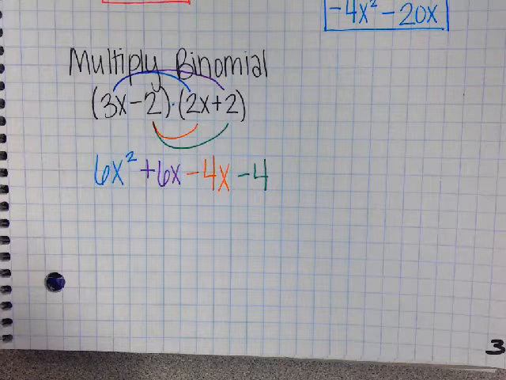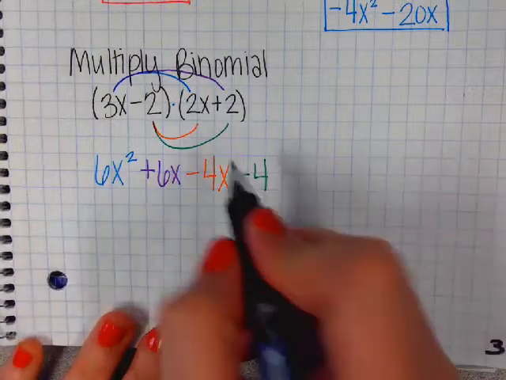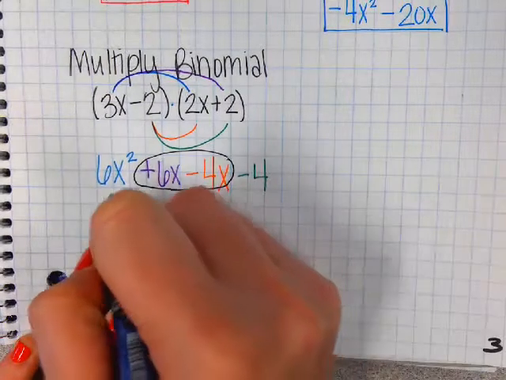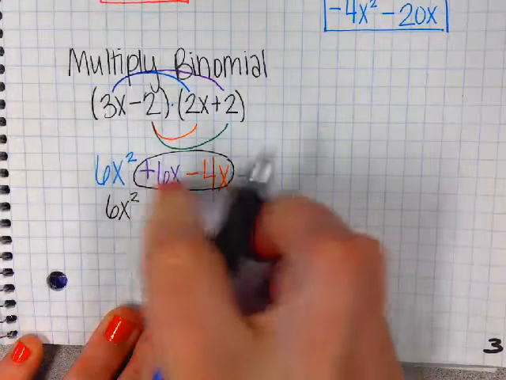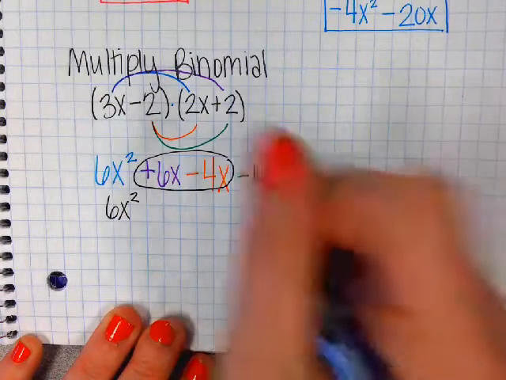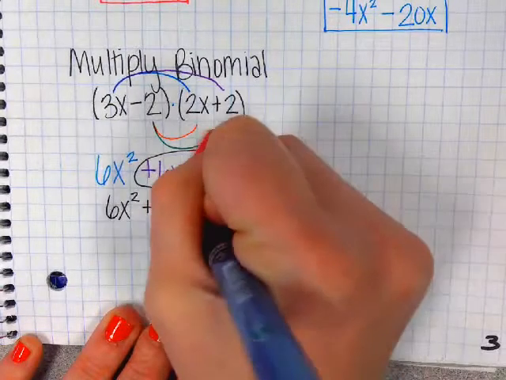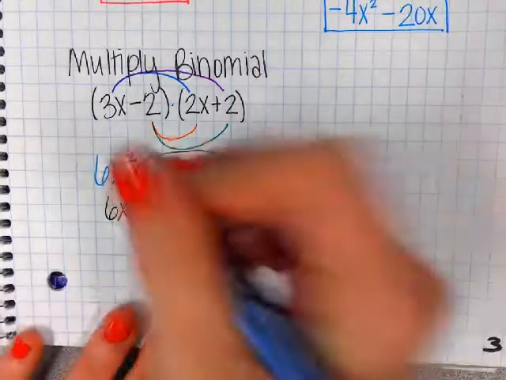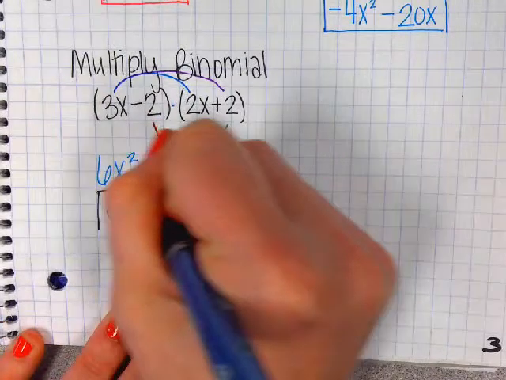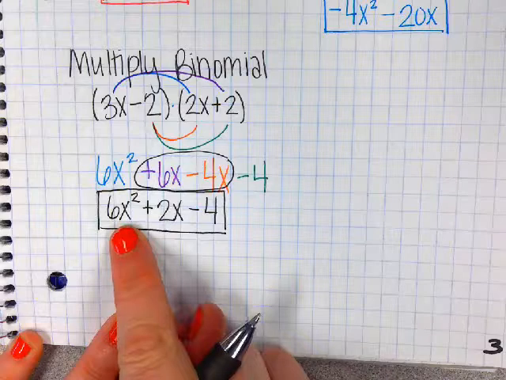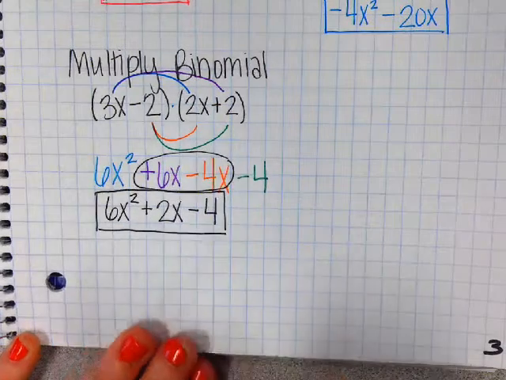Is this problem done? Why not? Simplify. What two things can I simplify? The 6x and the 4x. So the 6x squared doesn't change. What is 6x minus 4x? Positive 2x. And then minus 4 didn't combine with anything, so that is my answer. Now, remember on these, they always have to be written in standard form. So the highest term and then descending order.